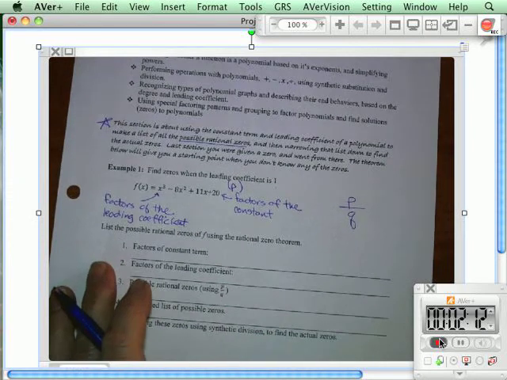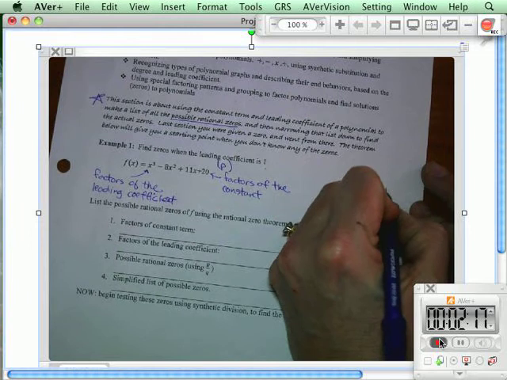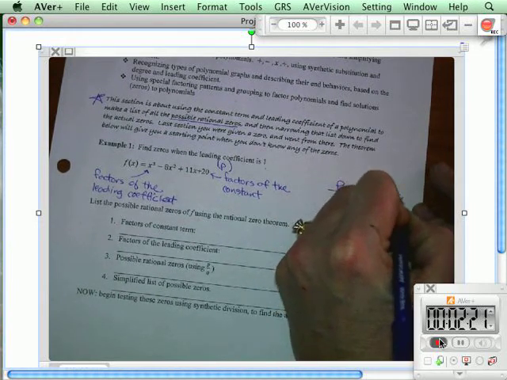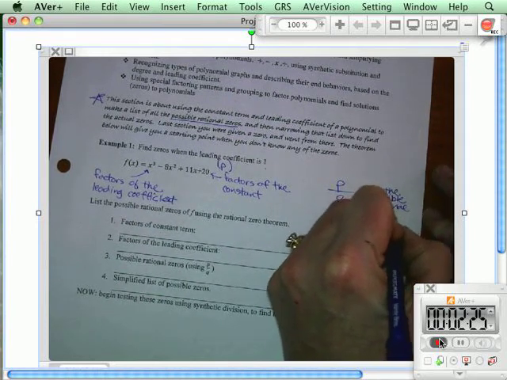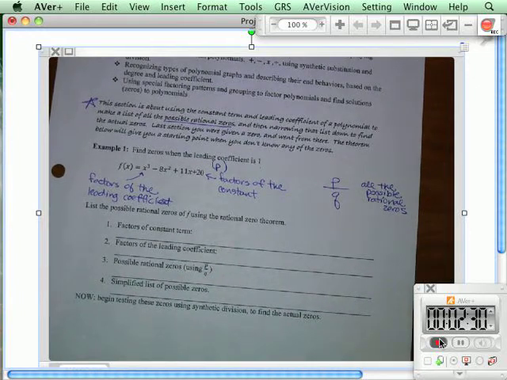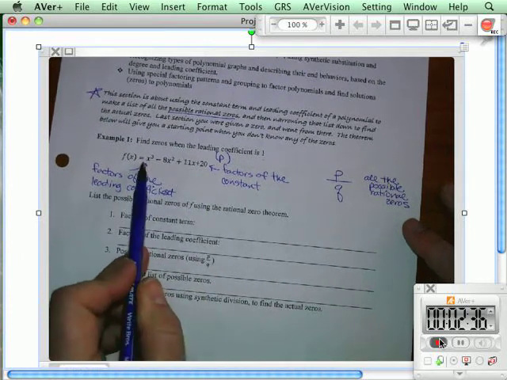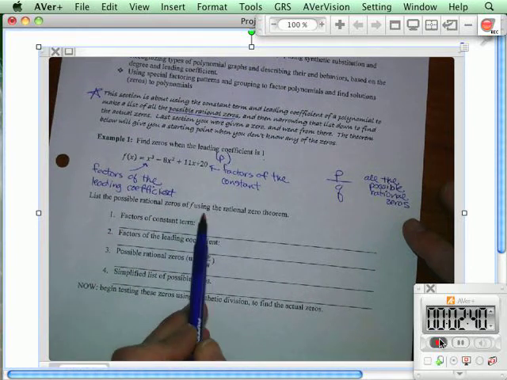So what P over Q does is it gives you all the possible rational zeros, meaning all of them that are not complex, which we're getting to still. All right, so first, let's just do this step by step. We have this polynomial function here. List the possible rational zeros of f using the rational zero theorem.